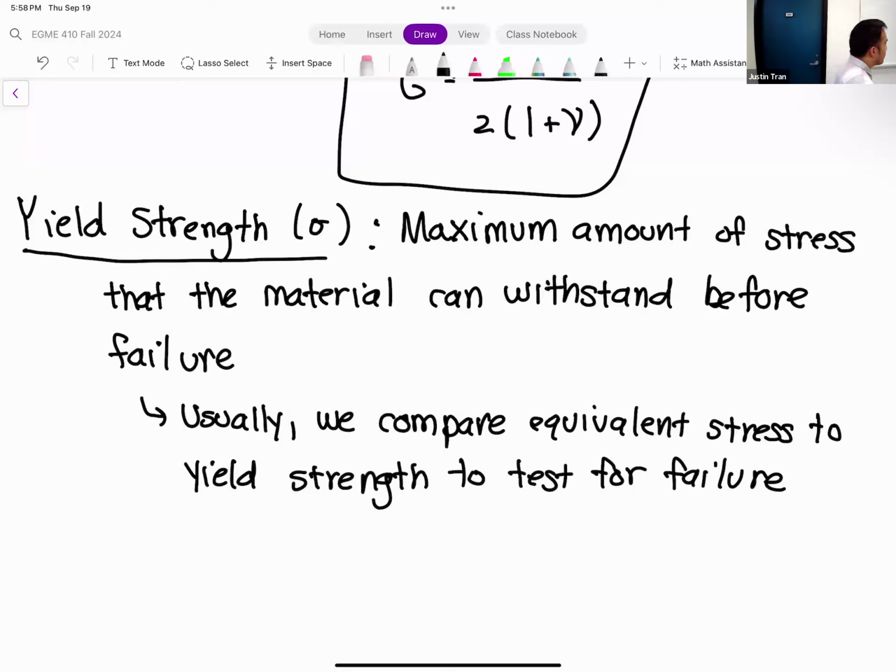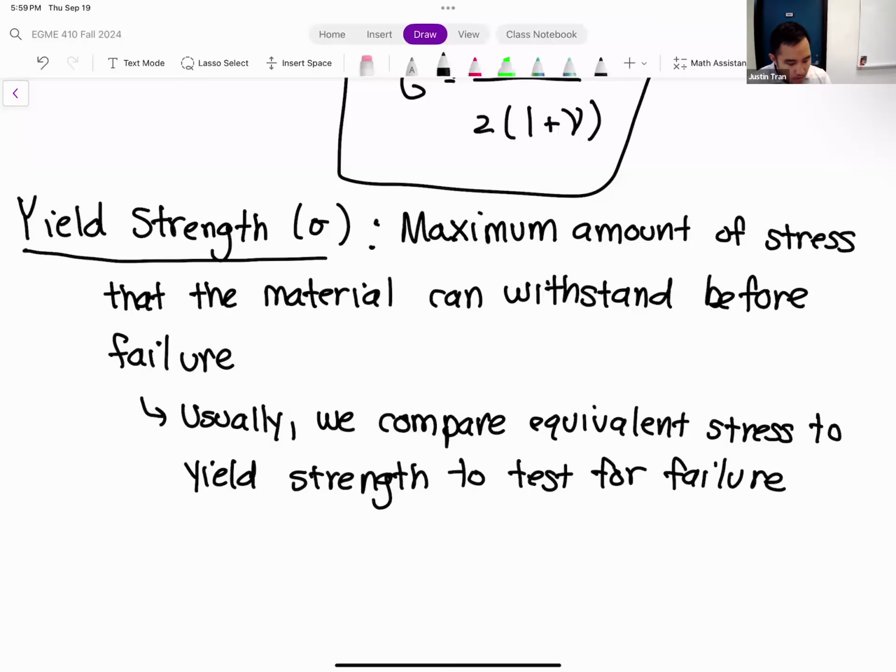So that's the reason we choose equivalent stress. You're going to see us use equivalent stress a lot in our activities. Again, because equivalent stress is a single metric, a single number that summarizes all the different components of stress. So it's kind of the easiest one to interpret.